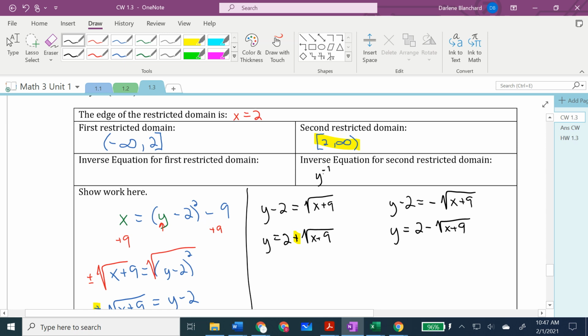So the y inverse is the positive root. And then the interval that uses the left half of your parabola gets the negative of the plus or minus.